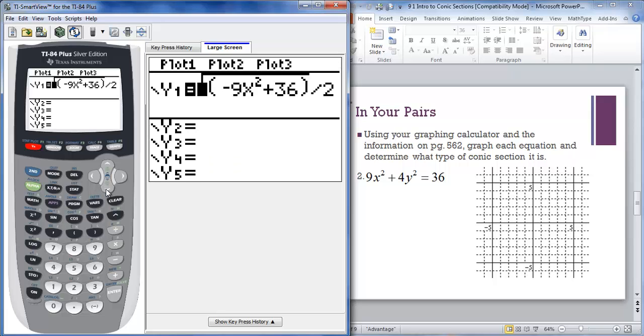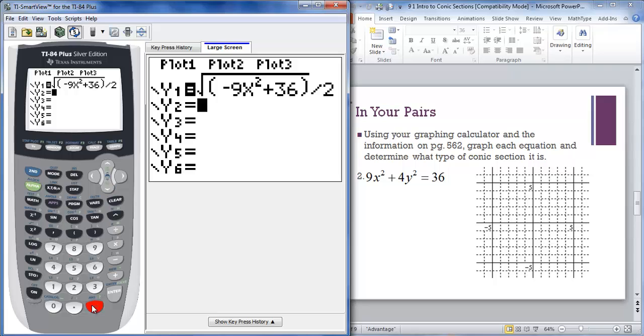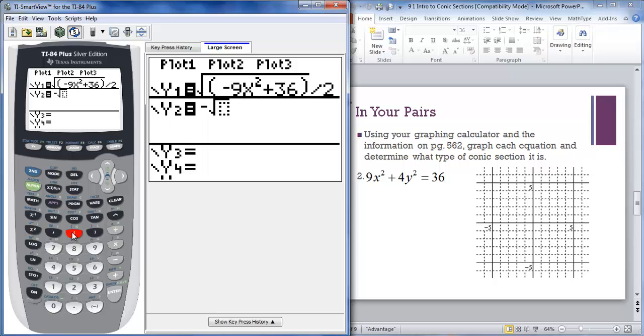But let's say I don't remember that. I just put in the negative version, so it's the same thing, just a negative in front. Put the parentheses, negative 9x squared plus 36. Close the parentheses. Remember, we have to arrow over and then divide by 2.